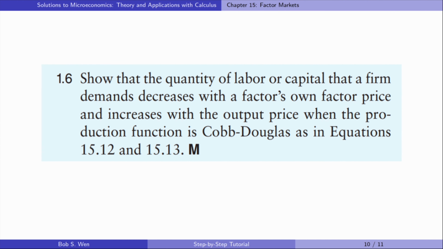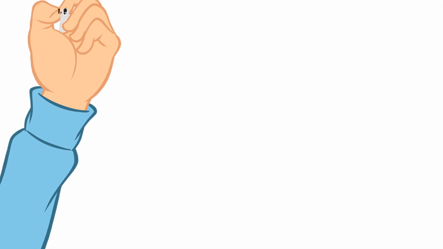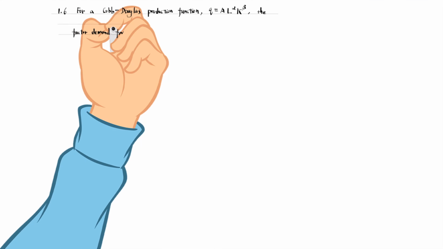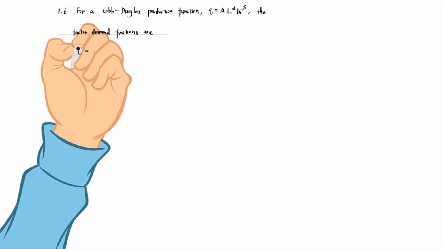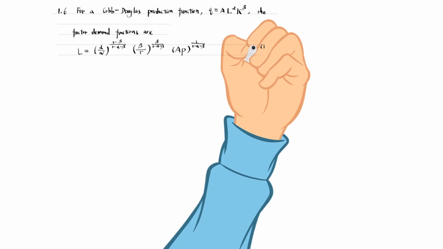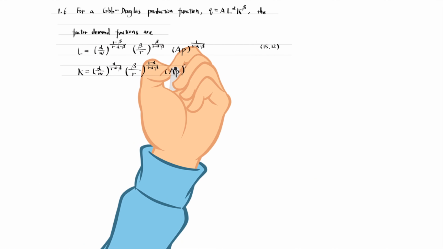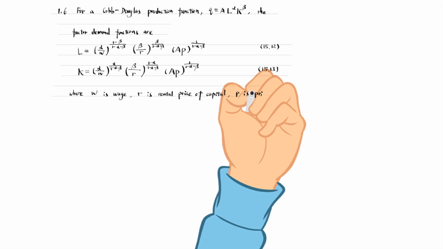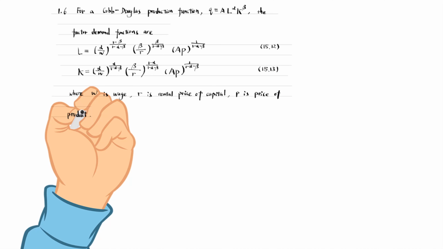Let's go to exercise 1.6. Show that the quantity of labor or capital that a firm demands decreases with a factor's own factor price and increases with the output price when the production function is Cobb-Douglas, as in equations 15.12 and 15.13. For the Cobb-Douglas production function, the factor demand functions are equations 15.12 and 15.13 in the textbook, where W is the wage, R is the rental price of capital, and P is the market price of the output in the competitive market.